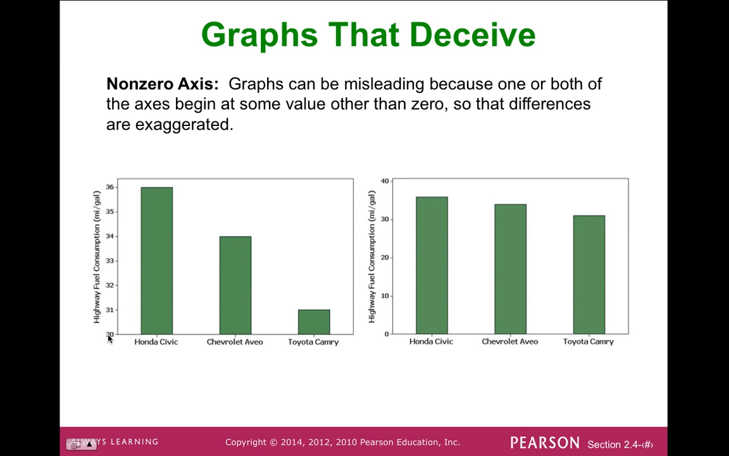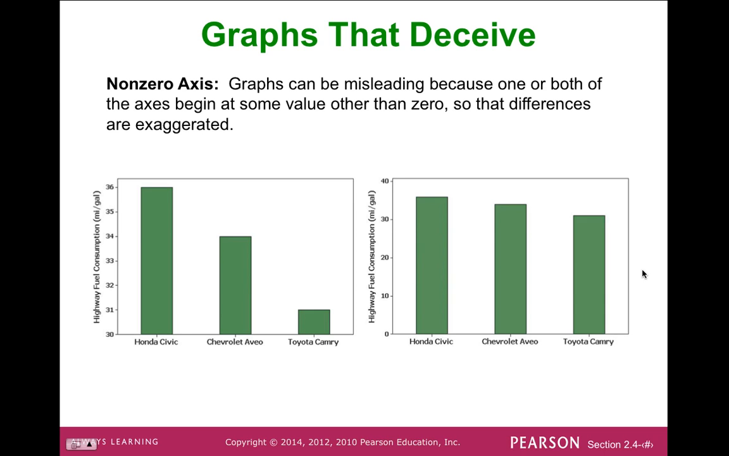Now you'll see in this first graph that it doesn't start with 0. It starts with 30. Whereas in this graph, it starts with 0. Now let's look at these two graphs and combine them, and compare them rather. Now you'll see in the one where your starting value is 0, the differences look very minimal.